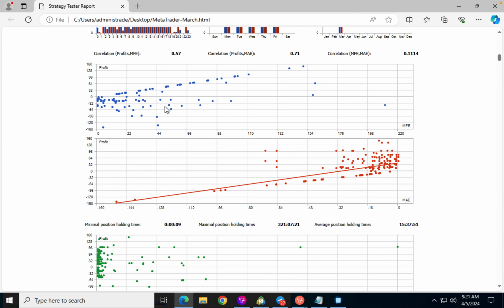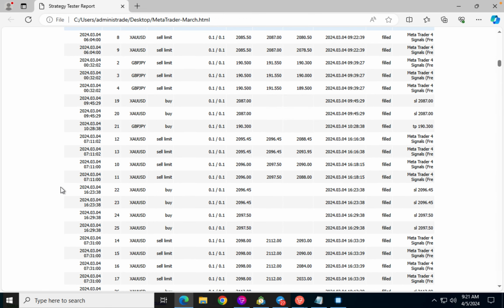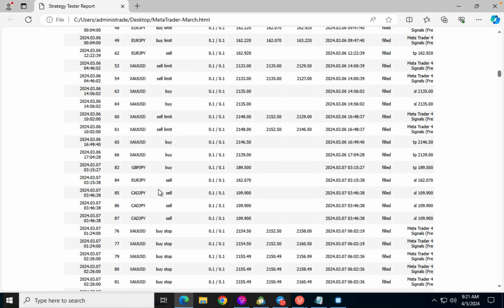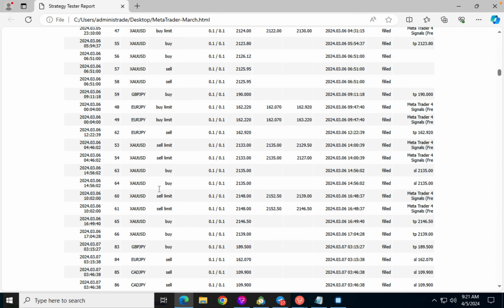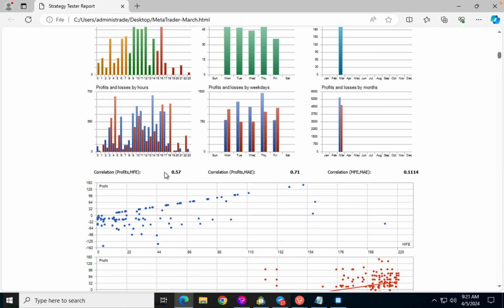So here we can see our scatter plot, the statistical scattering of wins versus losses. Here's all our orders, a lot of gold, a lot of yen crosses. And yeah, so there you have it. Not a channel that I would try to follow with a copier, but the results for March are pretty decent.